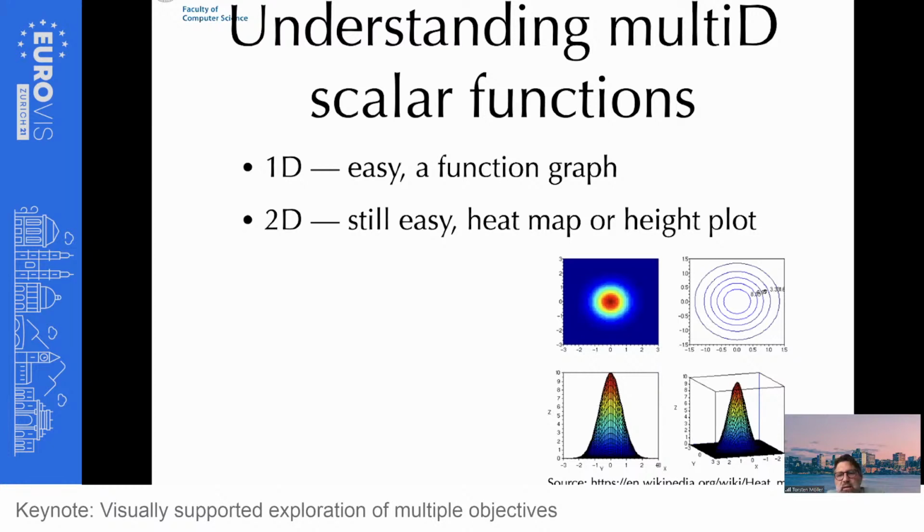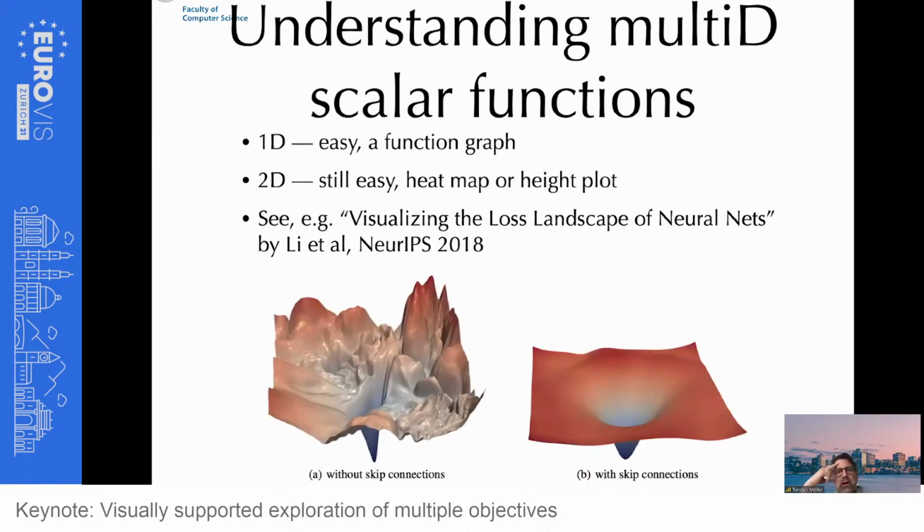And in 2D, that's still somewhat easy. You can use a heat map, you can do contour plots to basically look at the scalar function and understand what's going on. And this is also based on some work by Lee et al. There's a typo, it's an autocorrection, it's not, sorry, Lee et al., it's correct.